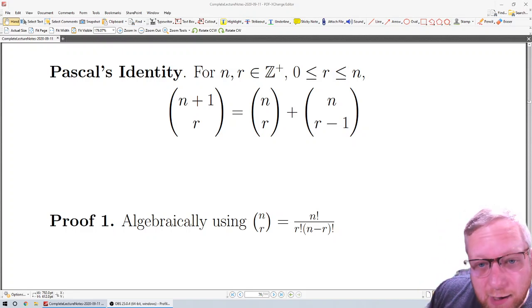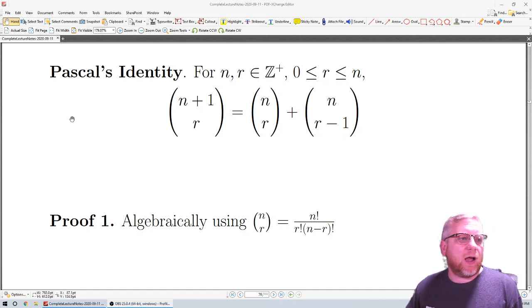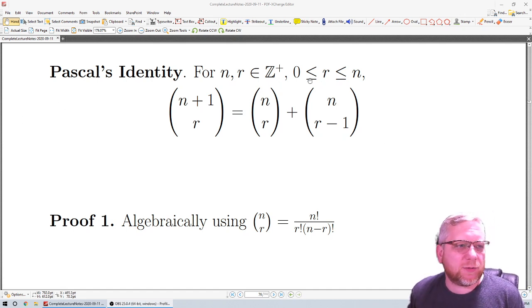Let's go ahead and talk about Pascal's identity. So again, let's do the statement here. For n and r in Z plus, where r is between 0 and n, n plus 1 choose r is equal to n choose r plus n choose r minus 1.